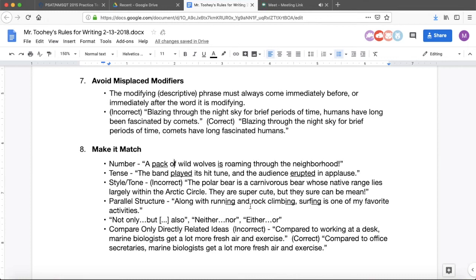Now, if it were a different pattern, you could go with a different ending. You could say, to run, to rock climb, and to surf are my favorite activities. They're using that infinitive form, to run, to rock climb, to surf. Just a different pattern. Then you can just go with a different answer choice. But whatever the pattern is, just stick with the pattern. Don't change it. Questions about parallel structure? Nope. No? Okay, we're almost done.